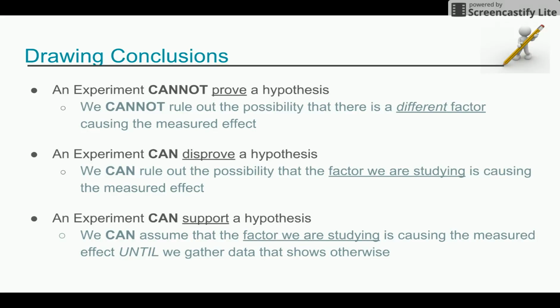However, an experiment can disprove a hypothesis. So we can rule out the possibility that that factor we're looking at is causing the effect. And an experiment can support a hypothesis. So if the factor that we're studying seems to be causing the measured effect, we can assume that that's true until or unless we gather data that show otherwise.